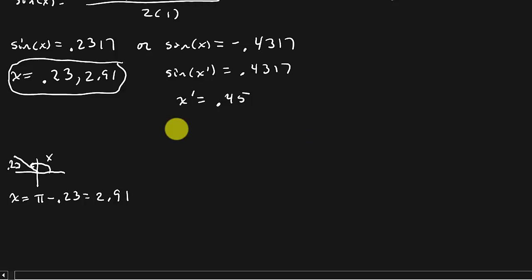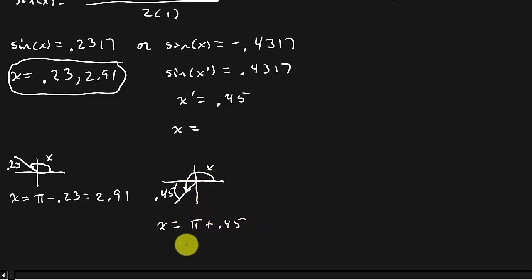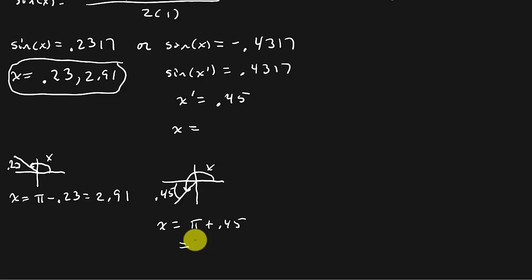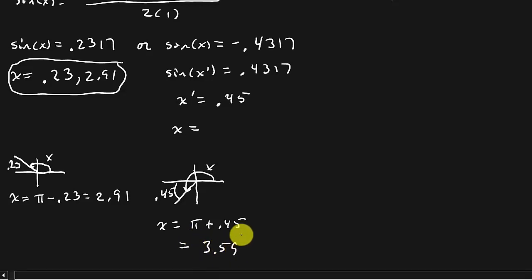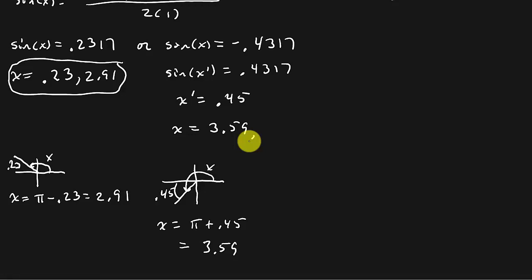So now I've got x is equal to, all right, so let's find our third quadrant solution. There's x, there's my reference angle, 0.45, and so x is equal to pi plus the reference angle, pi plus 0.45, and so that is 3.59 radians. All right, so there's my third quadrant angle.